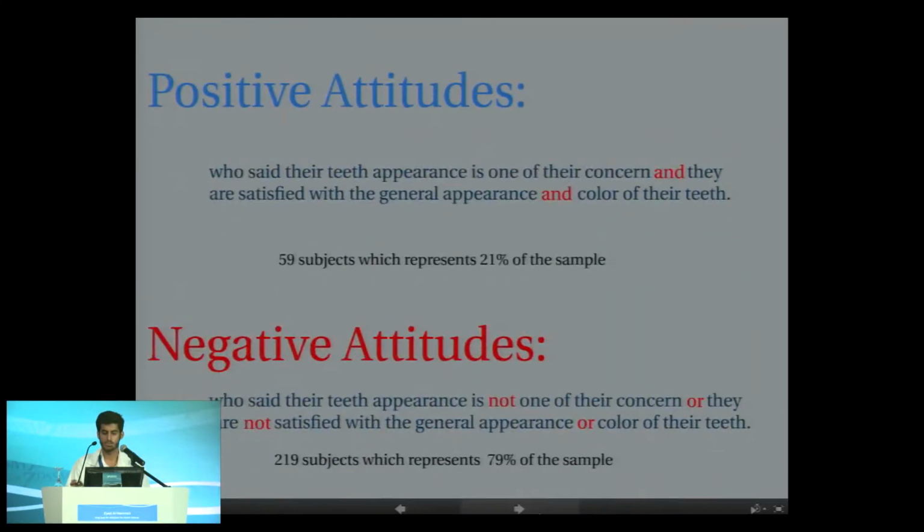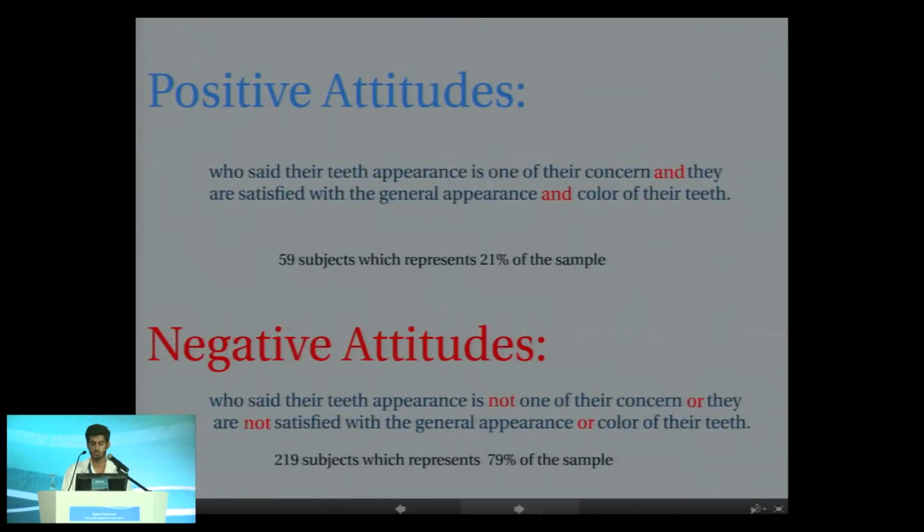And when we investigated the attitude, we had positive and negative attitudes, and I need to define how we measured whether it's positive or negative. We considered it positive if dental aesthetic is one of their concerns and they're satisfied with the general appearance and color of their teeth, which was 21% of the sample. Negative attitudes were for those who are not satisfied, for whom dental aesthetic is not a concern, and who are not satisfied with the general appearance and color of their teeth, which was 79%.